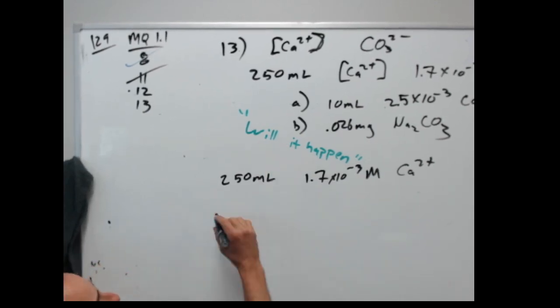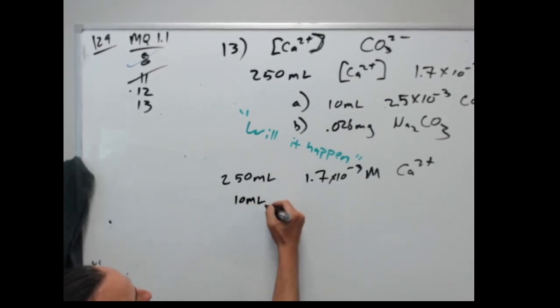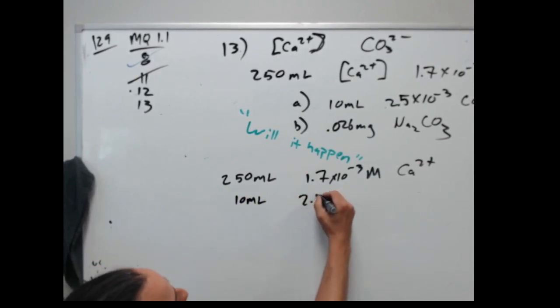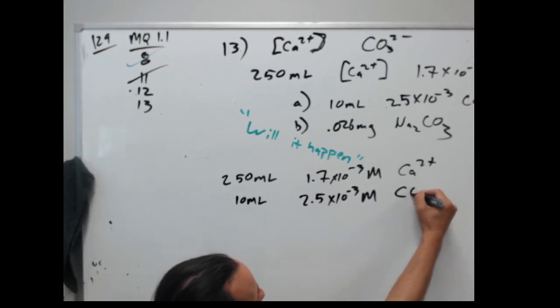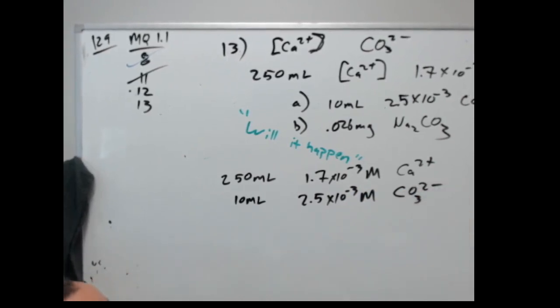Yeah, no worries. And then we're going to add 10 milliliters of 2.5 times 10 to the minus 3 molarity carbonate. Now, you don't just throw those two concentrations into your Q value because you need to do a dilution. That's like the MV. Yeah, you need to do a dilution calculation.